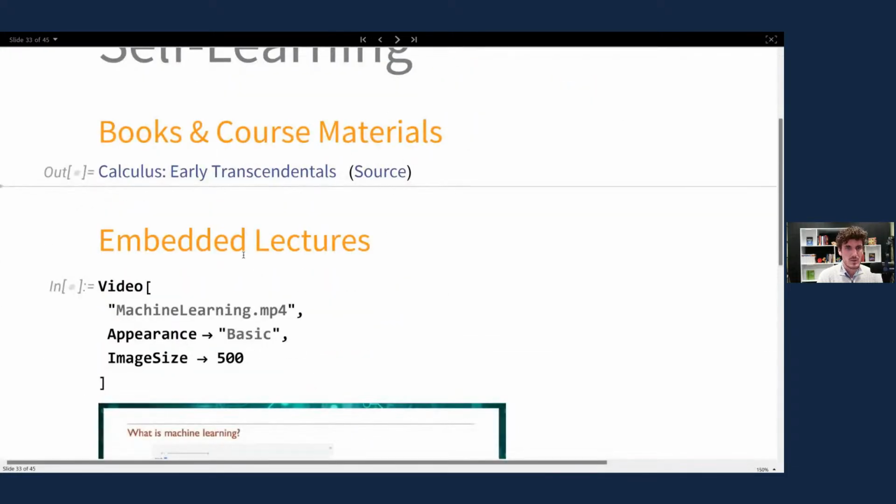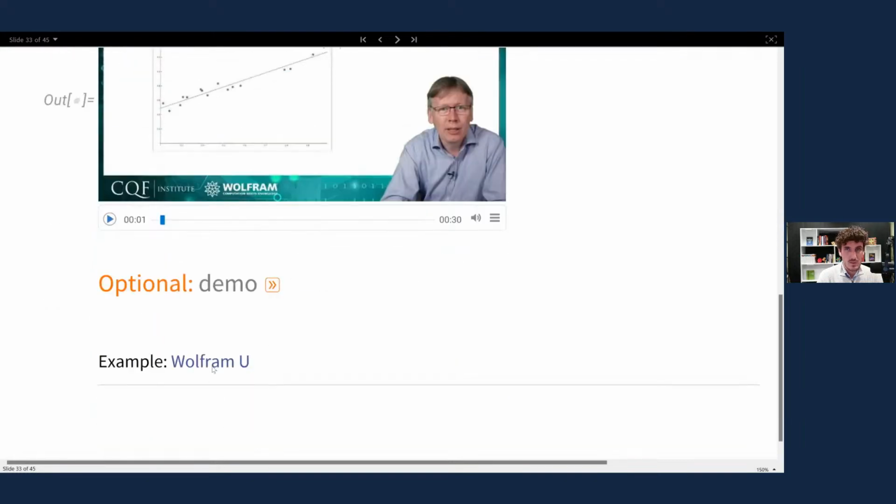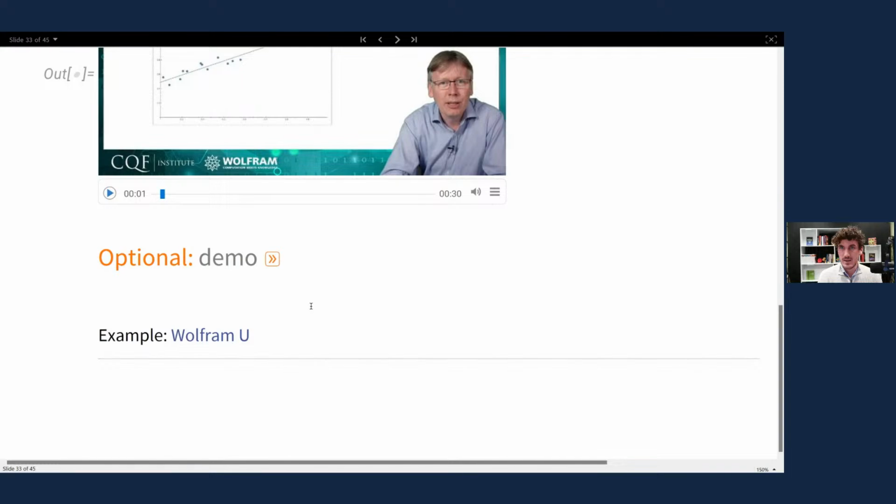Okay, you can also embed lectures into your notebook, and the Wolfram U website has many courses that you can take on lots of different areas of Wolfram language or computation more generally, and the question-answer aspect of those courses all takes place within cloud notebooks as well. So this is all happening in the notebook interface, whether it looks slightly different because it's in the cloud, it's all the notebook interface.